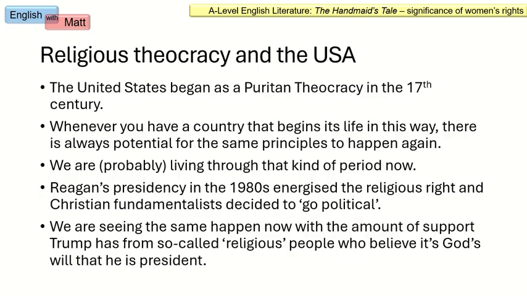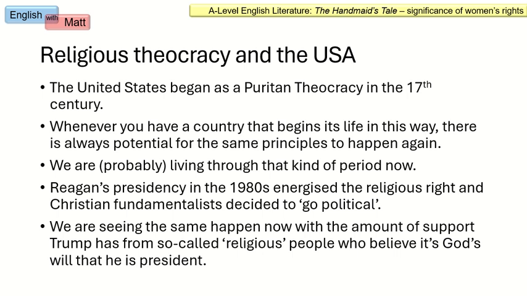So if we talk about religious theocracy and America, as I've already said, the United States began as a Puritan theocracy in the 17th century. And whenever you have a country that begins life in this way, there is always the potential for this form of living to come back.